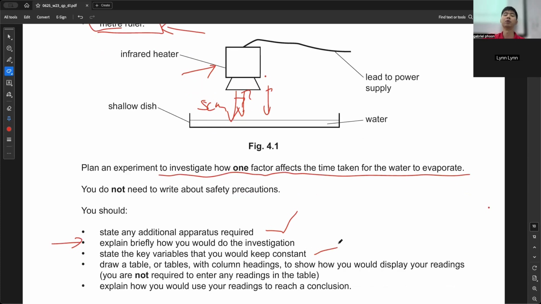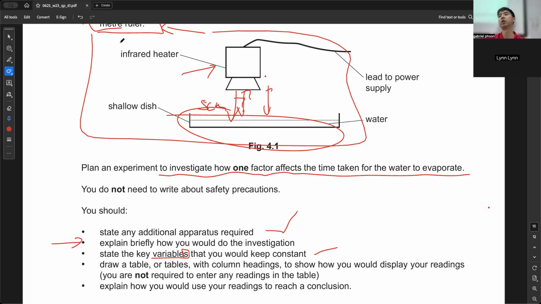Then state key variables here. Maybe you have to be careful. Sometimes you see the word variables. There's an S here. If there's an S here, means to say you need to write at least 2 variables, right? Which in this case here will be the volume of water and the condition of the room. Make sure there's no wind conditions or same temperature or whatnot, right?